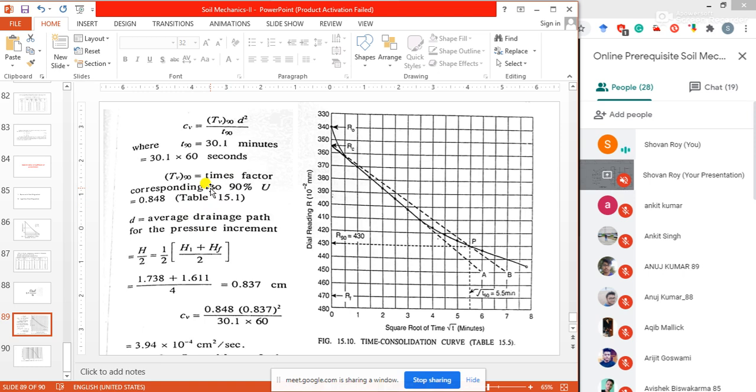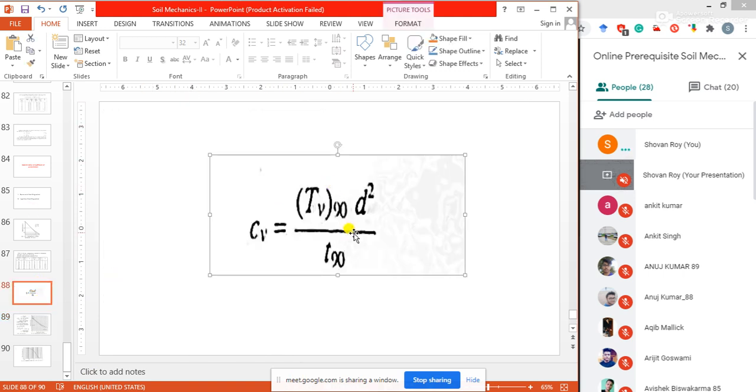D is the average drainage path for pressure increment. This D value also we can calculate by this formula, H by 2 equals half into H1 plus HF by 2. H1 is the initial height, HF is the final height of our specimen, and finally we can calculate the CV value. This formula is important, and calculation of TV90.